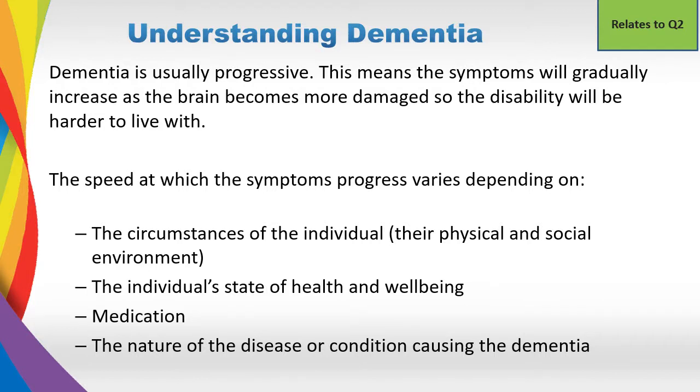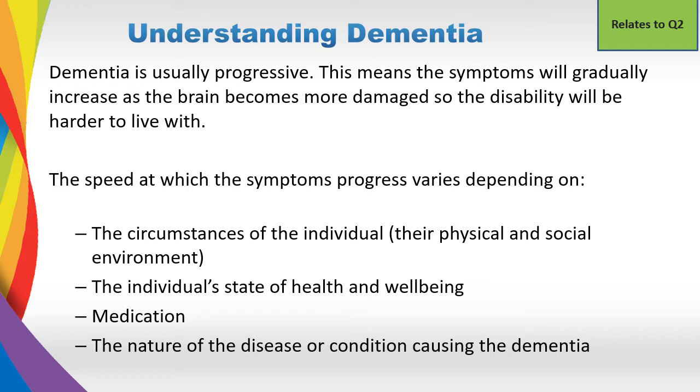So dementia is usually progressive. This means symptoms will gradually increase as the brain becomes more damaged, so the disability will become harder to live with. So think of dementia as damage to the brain, because that's what those causes of dementia that we looked at previously, like Alzheimer's disease, vascular dementia, frontotemporal, and Lewy body dementia, they're all causing damage to that brain, which causes the disability to progress as well.